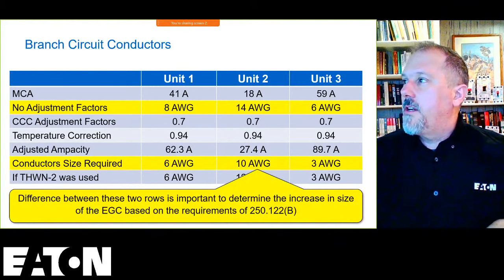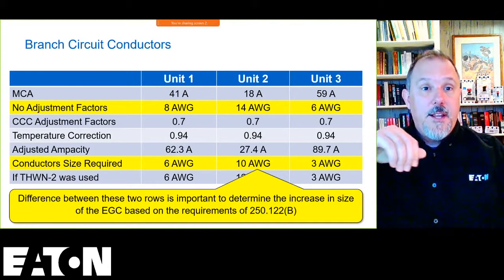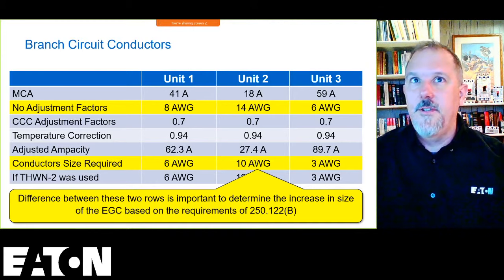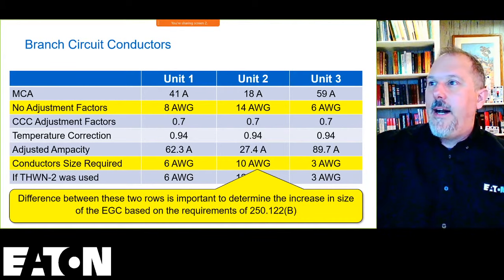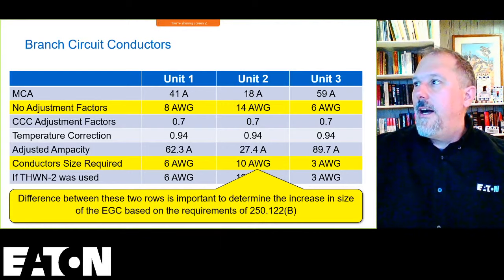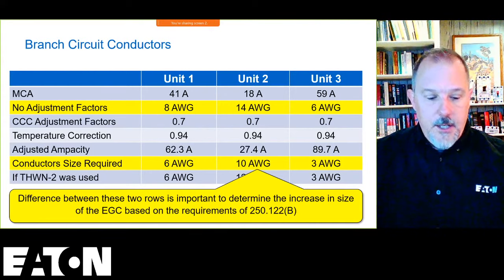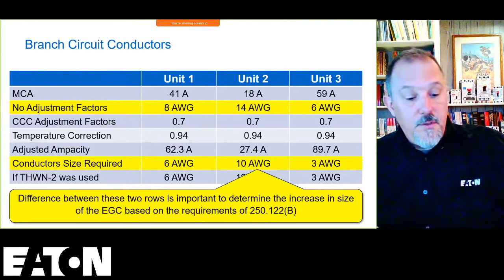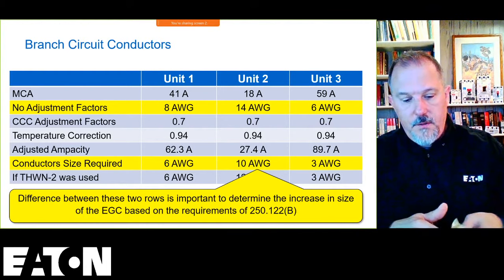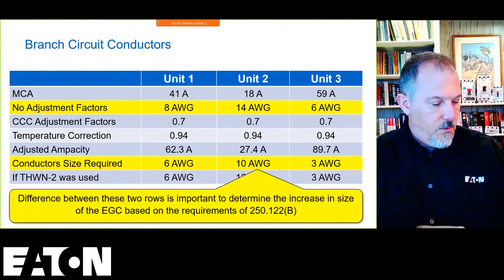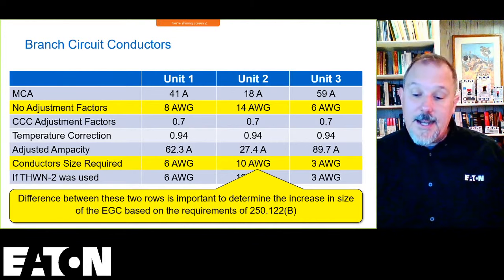All right. So now a minimum circuit ampacity. So the other thing we have to do in looking at your equipment grounding conductors, if I didn't do any adjustment, I would have used the number 8. With the adjustments, I had to increase the size to a number 6. So what you have to do is go to Article 250, 250.122. I think it's B, yep, 250.122(B) says increase in size.